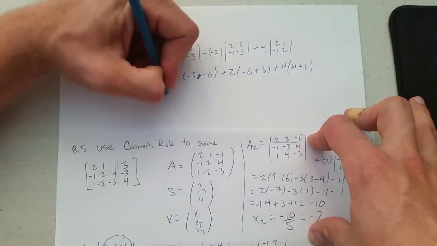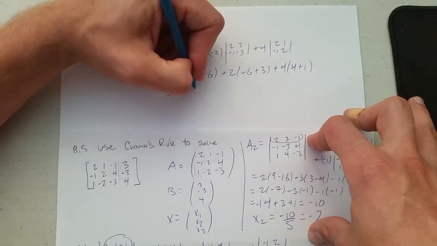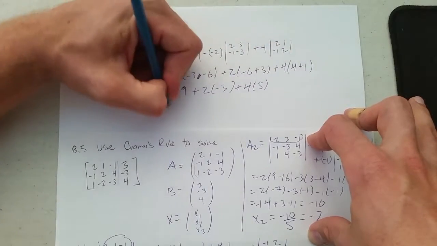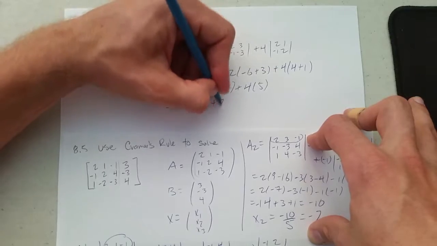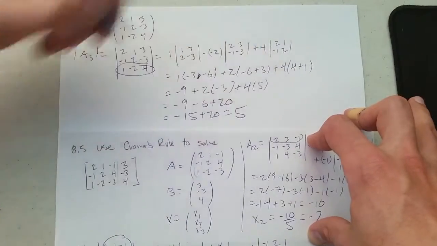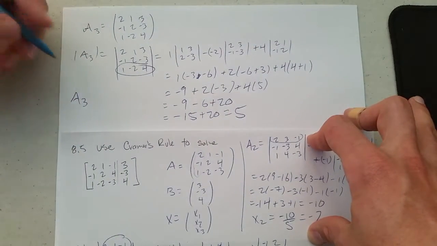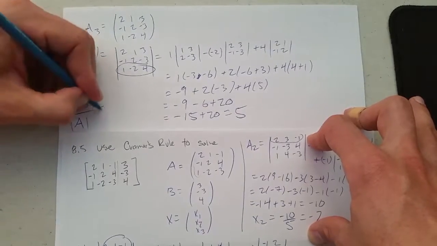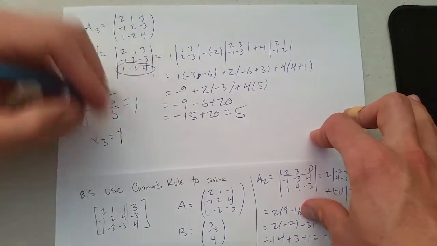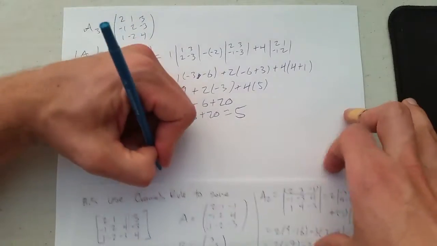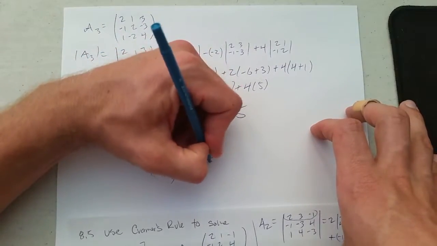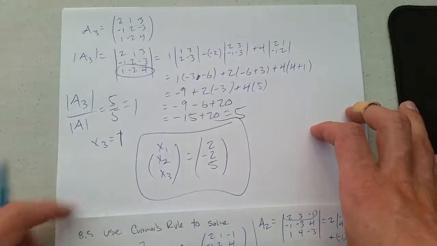We have negative 1, but it's minus 1. Negative 9 plus 2 times negative 3 plus 4 times 5, negative 9 minus 6 plus 20. 15 plus 20 equals positive 5, so A3, determinant of A3 over determinant A, 5 over 5, which is 1, and of course that was x3 equals 1. Putting that all together, x1, x2, x3 equals 2, negative 2, 1. And there's our final answer with Cramer's rule.